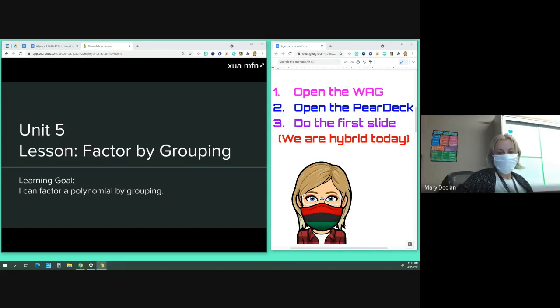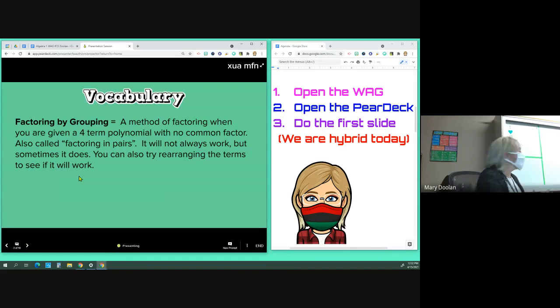Unit 5, lesson: factor by grouping. Your learning goal is: I can factor a polynomial by grouping. So, vocabulary term here, if we are factoring by grouping, it's just another method of factoring.